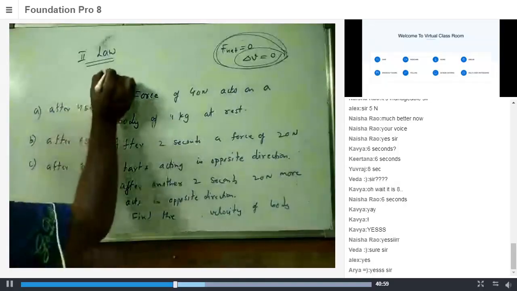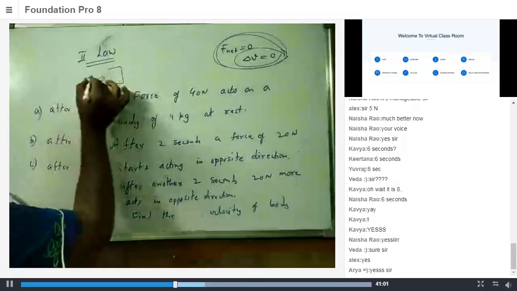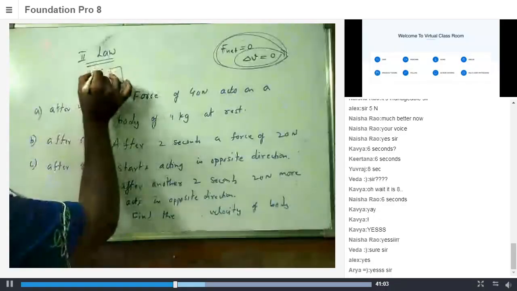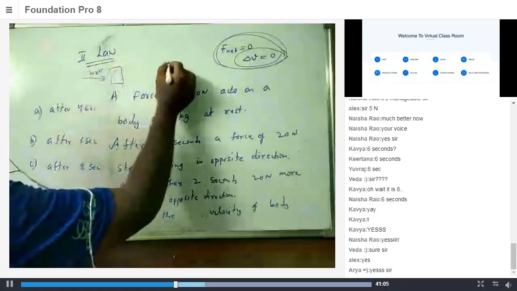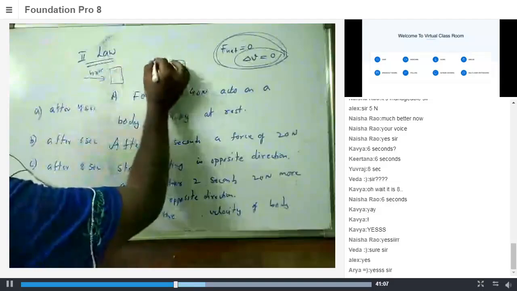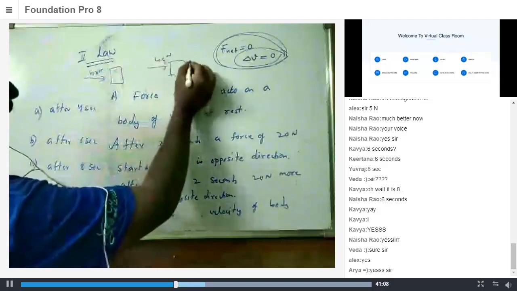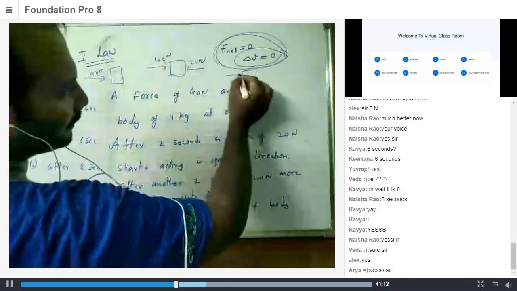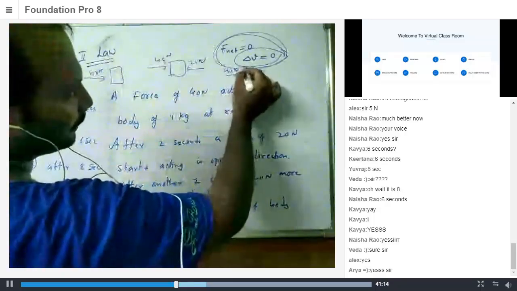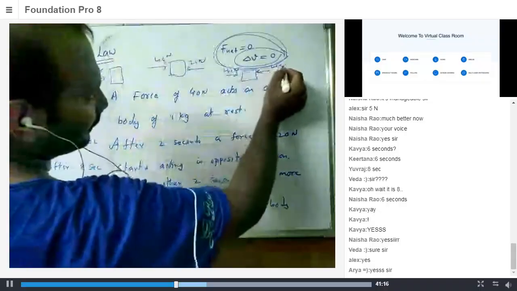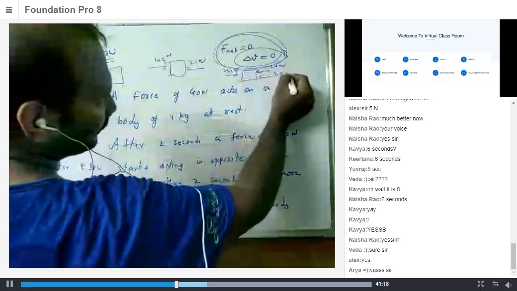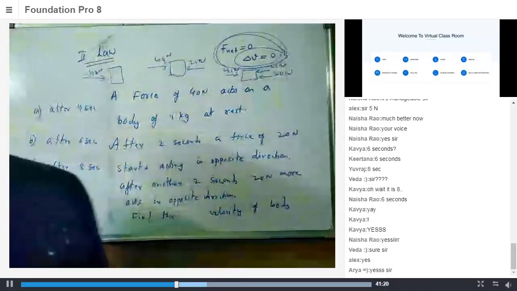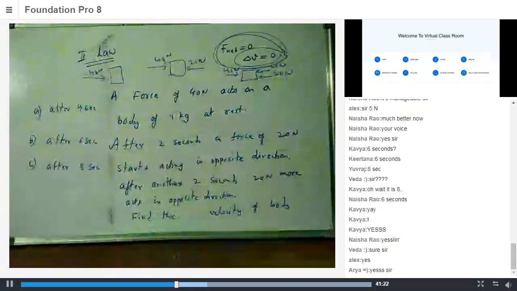So, if I want to draw it pictorially, first only 40 Newton is acting. Now, after some time, what is happening? This 40 Newton and this 20 Newton. After some more time, what is happening? This 40 Newton, this 20 Newton, and this 20 Newton. Just go through the question and let's check whether it is clear or not.